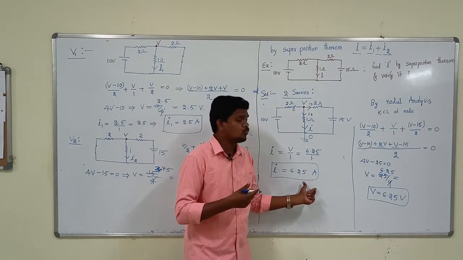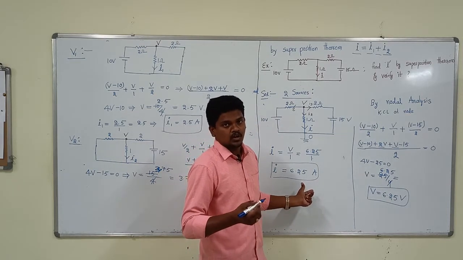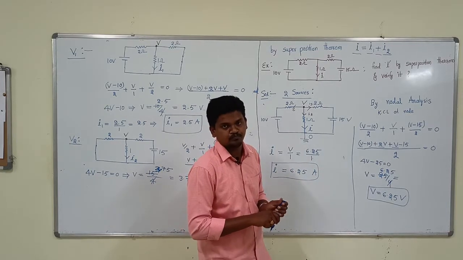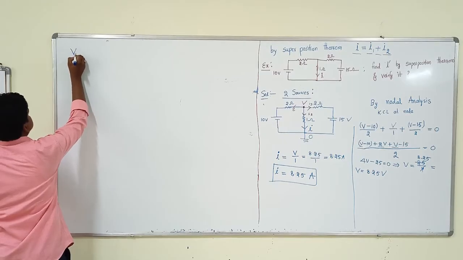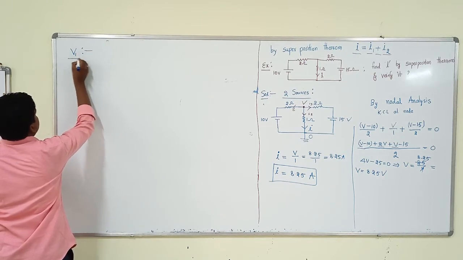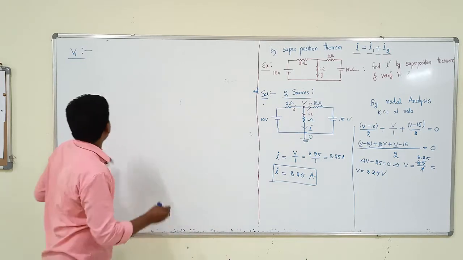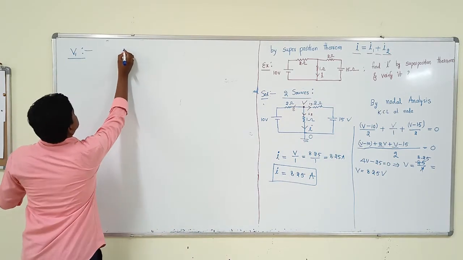Now we will verify how the individual sources act, then we will verify the superposition theorem. One source, due to V1. Due to V1 means V1 is acting alone, V2 is not available. That means just modify the circuit.